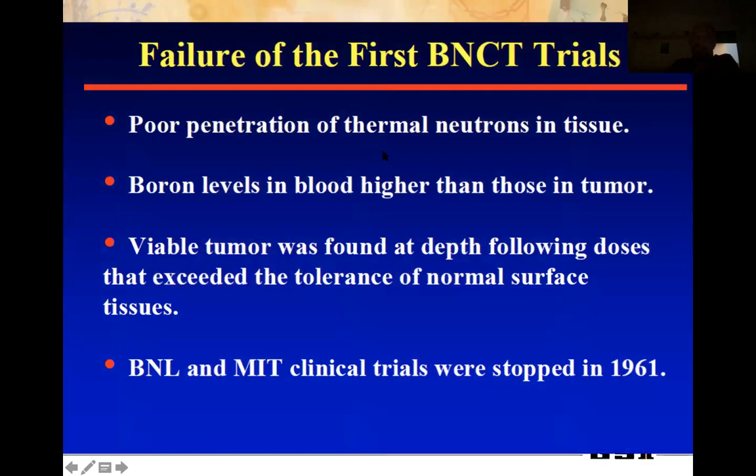So the failure of the first BNCT, at the beginning BNCT was not very successful. This was mostly due to the fact that thermal neutrons were not going deep enough, as you have seen in the plot before. Boron levels in blood were higher than those in tumor. You were not able to target the boron in the tumor.